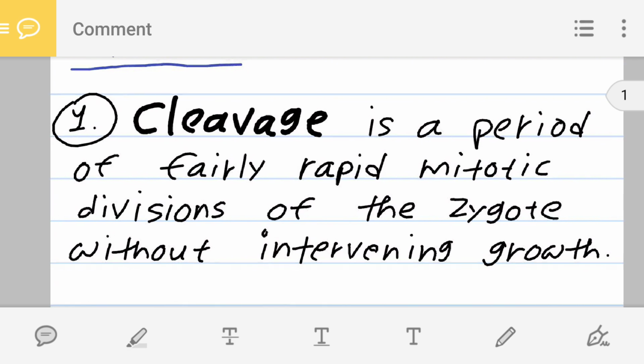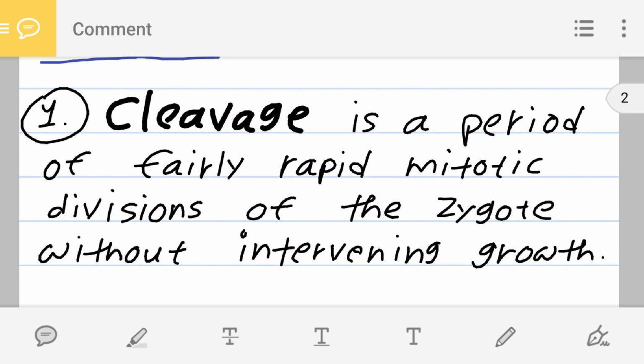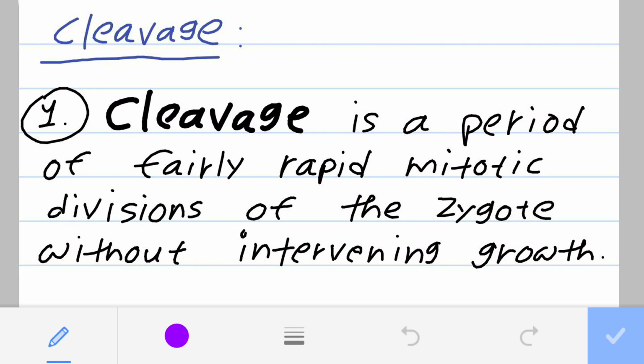So, what is cleavage? Cleavage basically is a rapid mitotic cell division. Now, we have to remember this thing, mitotic cell division is taking place, and a large number of cells are produced. But this point we have to understand, without intervening growth. Now, what is the meaning of this?